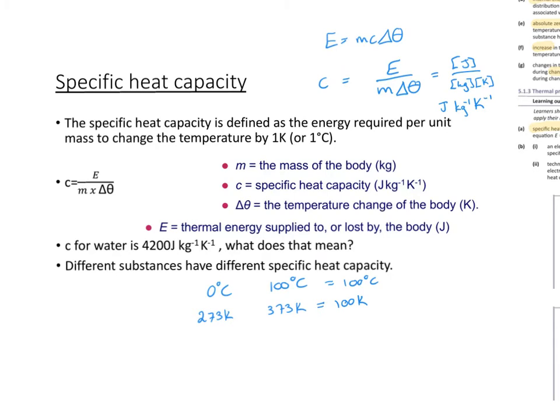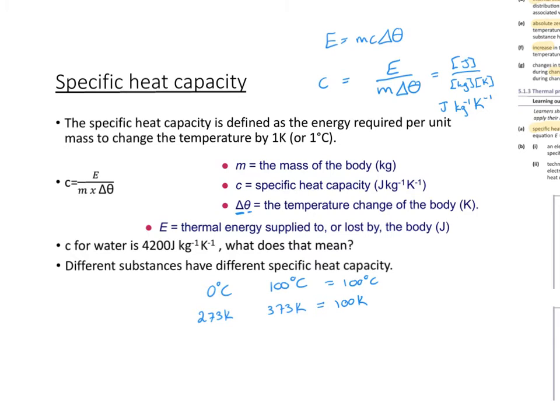This symbol here, delta, stands for the change, and theta stands for the temperature, so change in temperature. And E always stands for energy. In this case it will be thermal energy that will be either supplied to a body or lost by the body. So if you have a temperature going down, decreasing, then that's the energy that will be lost by the body. If the temperature is increasing, that's the energy that will be supplied to the body and gained by the body.